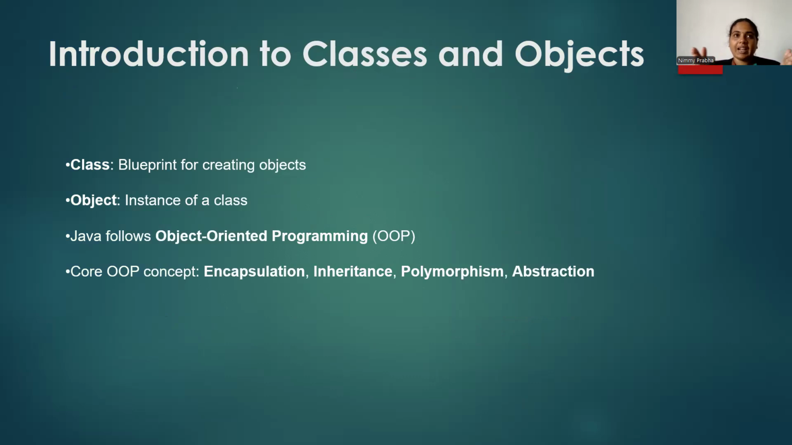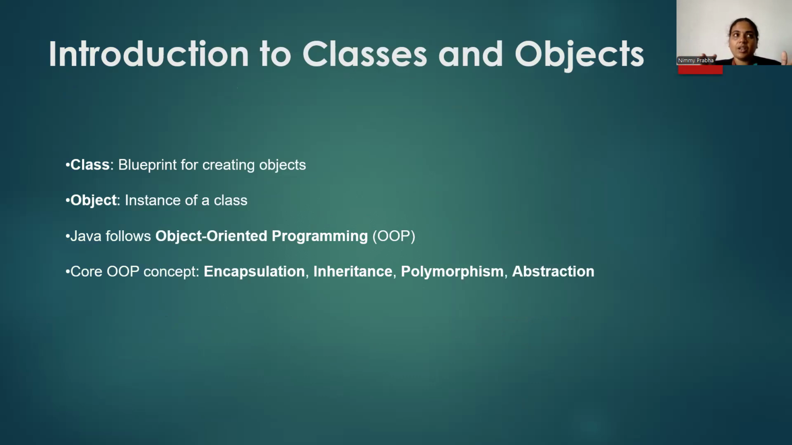A class we can't touch or see. It's a collection of objects, methods, constructors, and interfaces. The definition of a class is that it's a blueprint for creating an object. An object is an instance of a class.